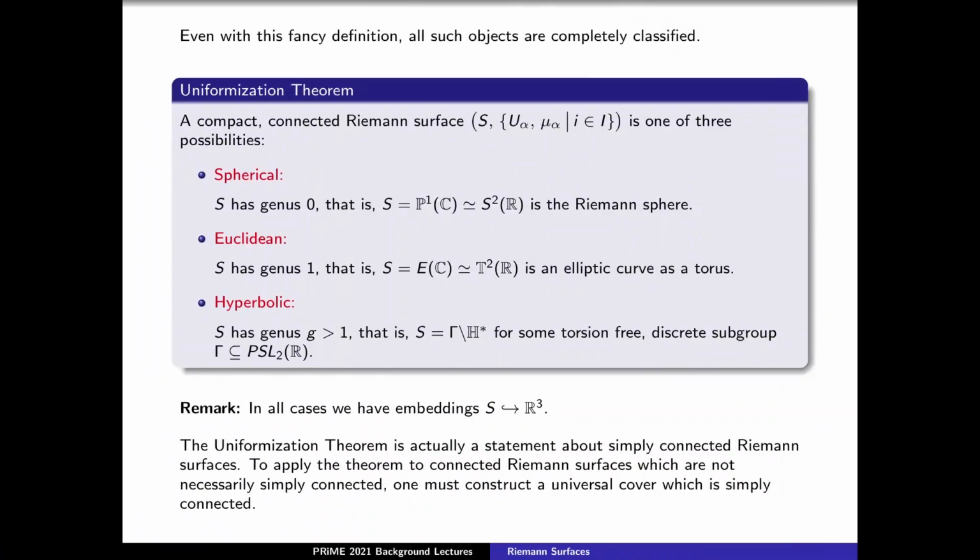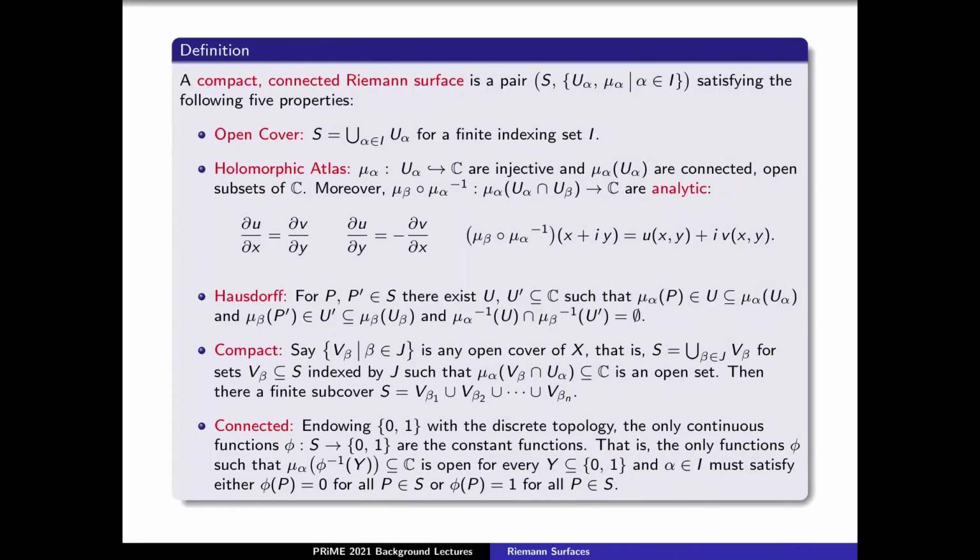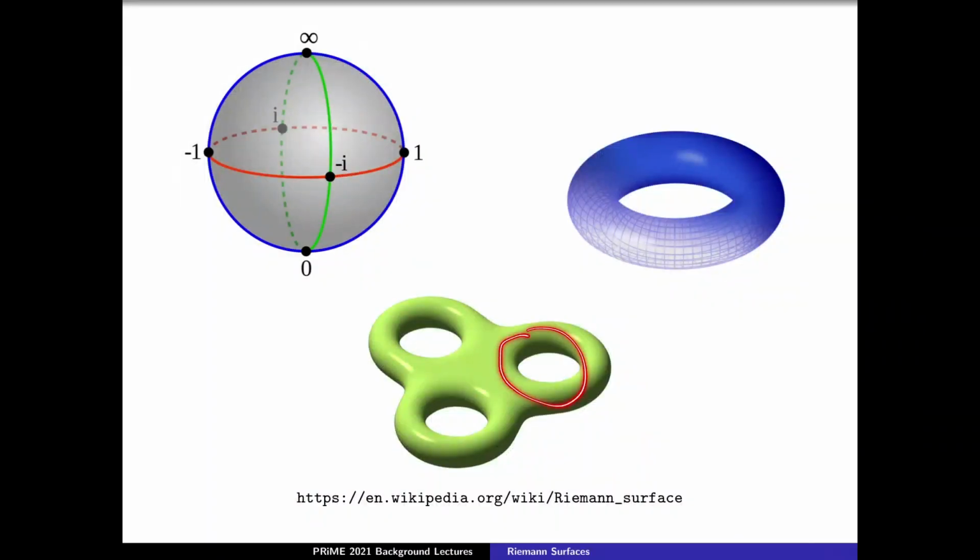The other possibility in the uniformization theorem is that the Riemann surface is Euclidean. And in this case, we have a donut, a torus. That's the case when we have genus 1, 1 hole. And so elliptic curves are an example of Riemann surfaces of genus 1. We also have the situation where it is hyperbolic. In this case, the surface will have a genus greater than 1, and if we try to visualize it, it would look like this. It's going to be an n-hole donut where n is greater than 1.